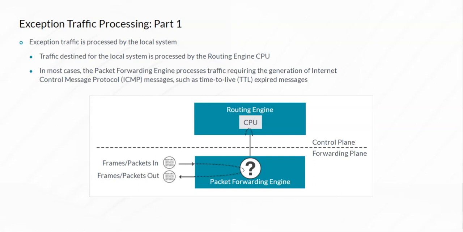A second example of an ICMP error is a time to live or TTL expired message, which is sent when a packet's TTL is decremented to 0. In most cases, the PFE process handles the generation of ICMP messages.